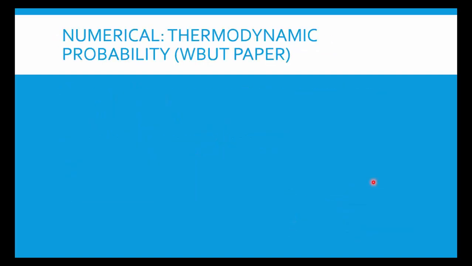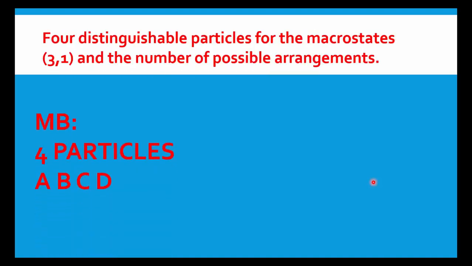Let us do a numerical. This is from a WBUT question paper. What does the numerical say? For 4 distinguishable particles and the macrostate 3, 1, you have to calculate the number of possible arrangements. The number of possible arrangements is actually the number of microstates. So for this macrostate 3, 1, you have to calculate the number of microstates. So basically you are calculating the thermodynamic probability.